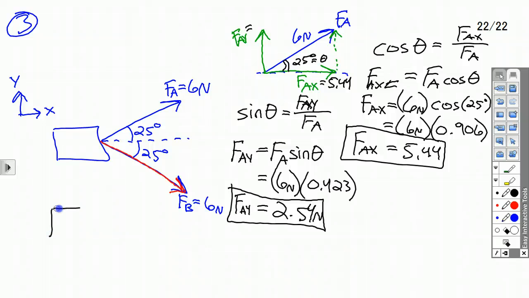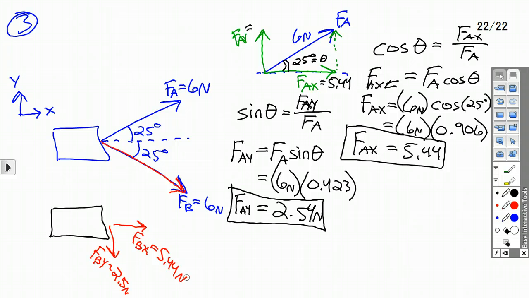So if I was going to redraw this sled with those components, for the red components, I have a force here of FBY, which is 2.5 newtons. I'd have a force outwards, FBX of 5.44 newtons. And then from A would be pulling upward, FAY equal to 2.5 newtons, and FAX is equal to 5.44 newtons. So that's all the forces acting on it.